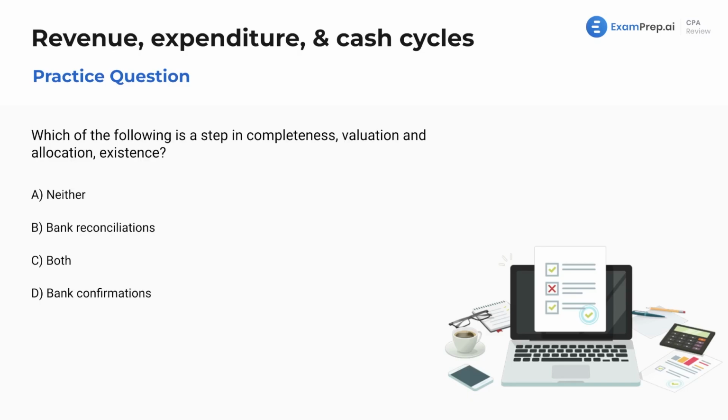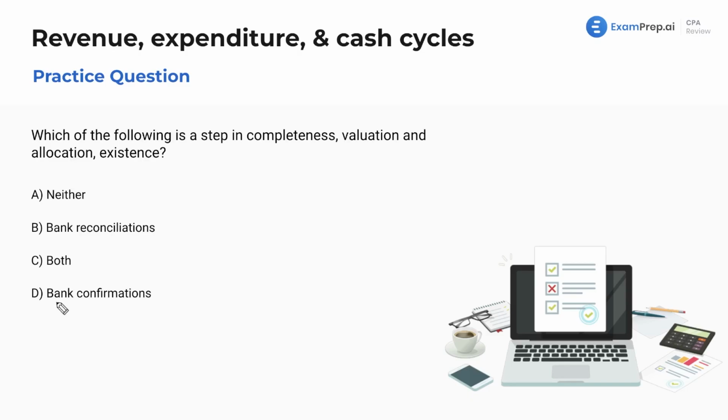Powering through a few more questions here. Which of the following is a step in completeness, valuation, and allocation? Existence. Which of these are going to help with these accounting assertions? Well, neither, both, and we've got bank reconciliations and bank confirmations. What is the difference here?